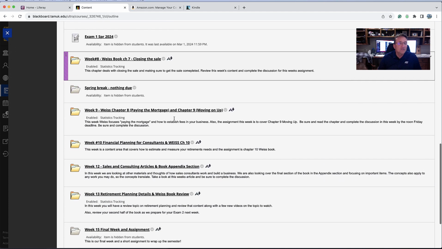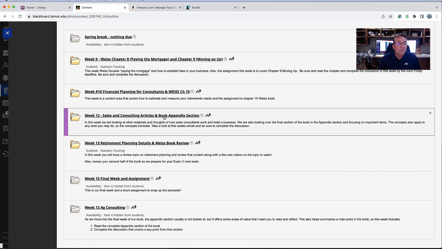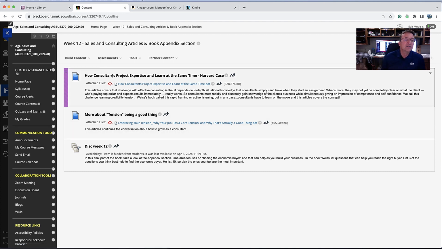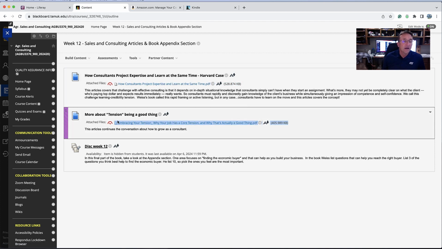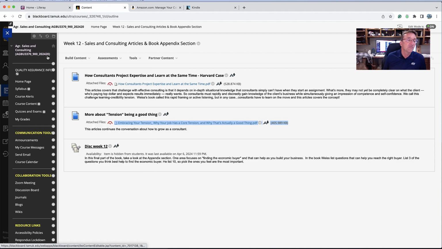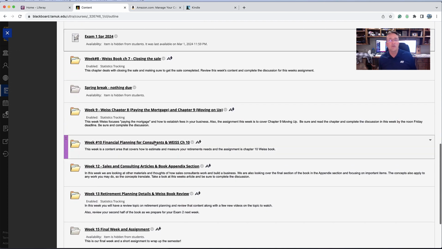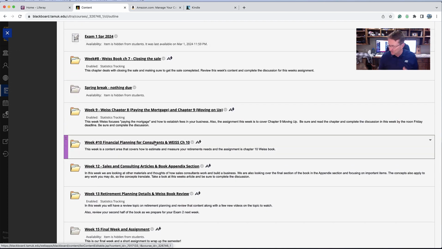I don't have a lot of extra stuff in these weeks. Sales and consulting articles, there they are. How consultants project expertise in learning at the same time. There's a Harvard case study right there. And there's another item here that is also, I think, a Harvard case study. So those are two articles that are extra. They're outside of the book, but I wanted to make sure that I pointed those out to you. All right, so really week 13 is just a review of the chapters in the books, and hopefully this is something you can use to get ready.